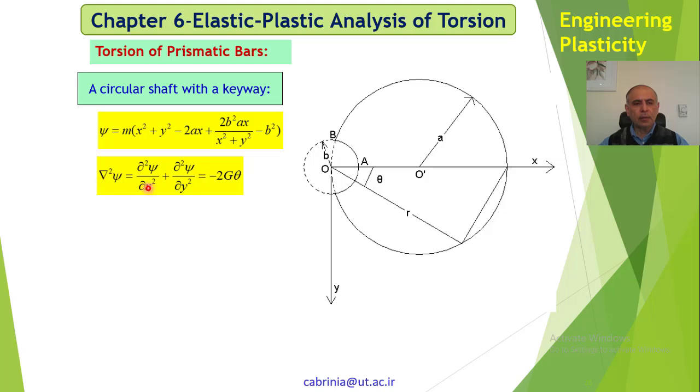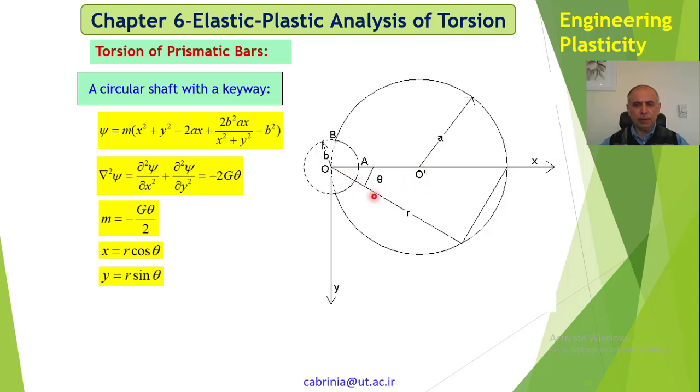And we have this equation, so we substitute for this second partial derivative of psi with respect to x, and with respect to y as well, equal to minus 2g theta, and we get m equal to minus g theta divided by 2 if we use this relationship. Then x is equal to r cos theta and y is equal to r sine theta.